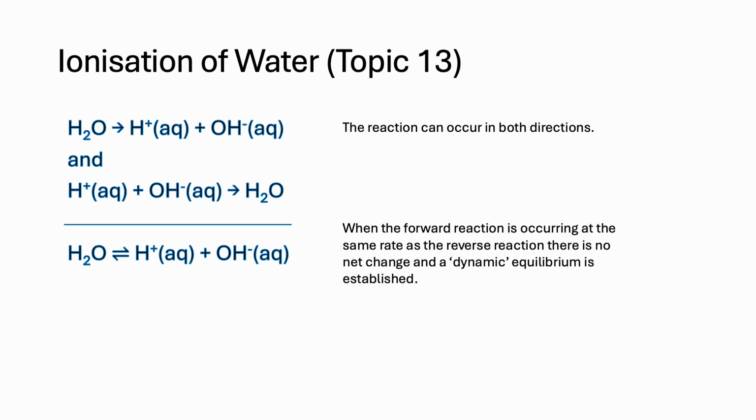In an equilibrium, all of the different components of the reaction are present. In this case, H2O, H+, and OH-, but not at the same concentration. Either the reactants or products dominate. In this example, careful measurement of pure water shows there are approximately 1 H+ and 1 OH- ion for every 500 million water molecules.